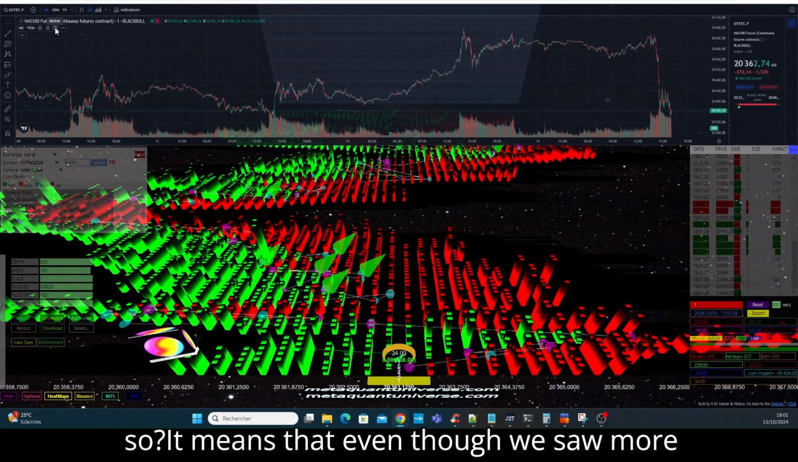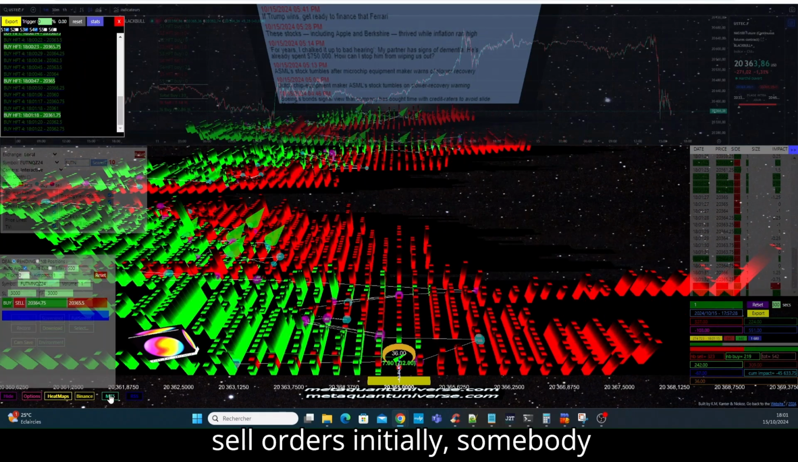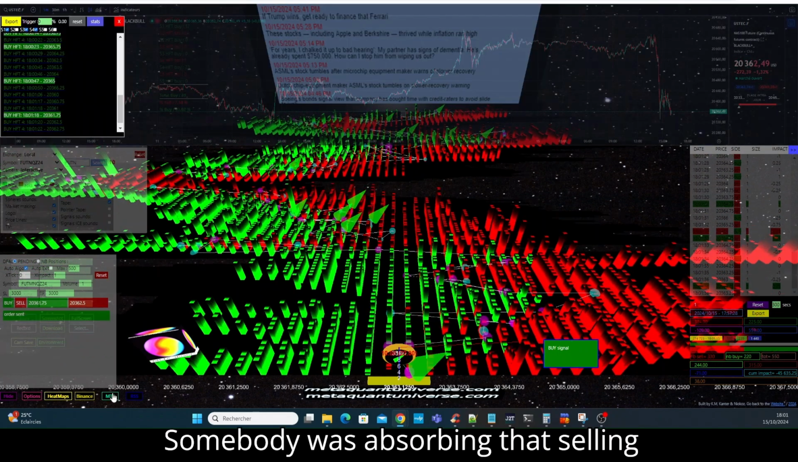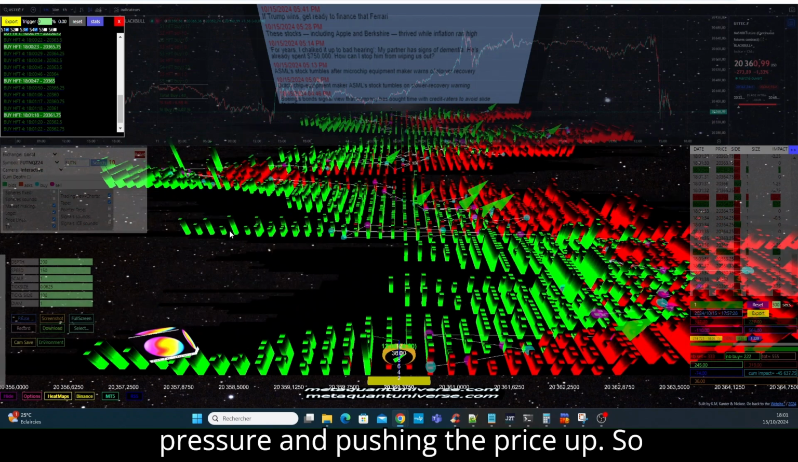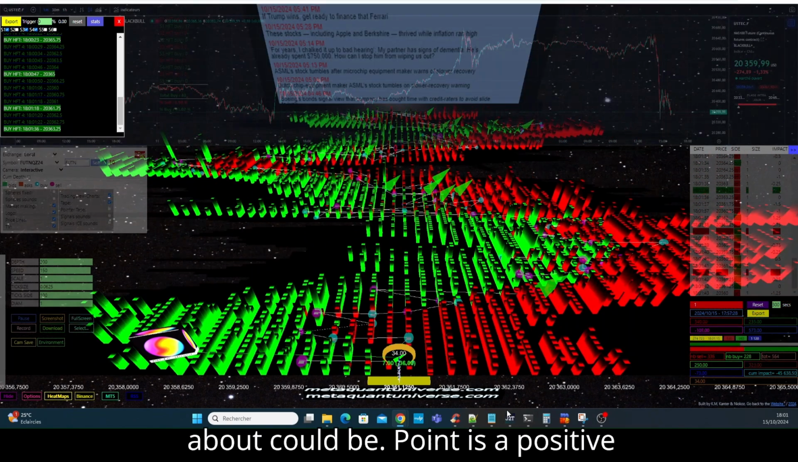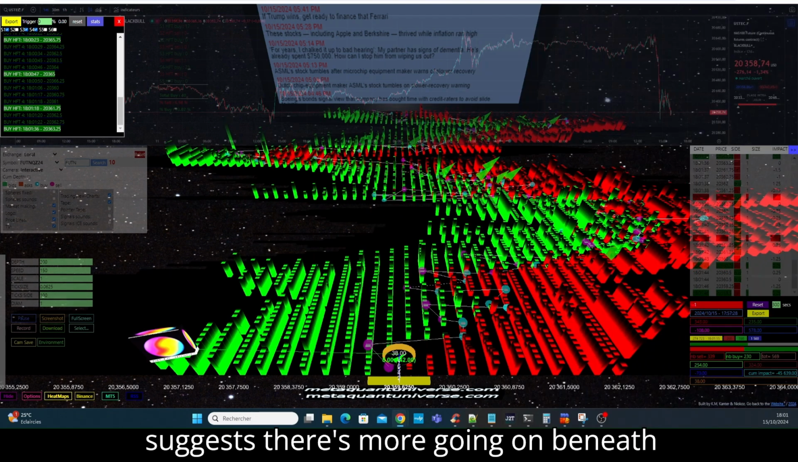Okay, how so? It means that even though we saw more sell orders initially, somebody was stepping in to buy. Interesting. Somebody was absorbing that selling pressure and pushing the price up. So maybe those market makers we were talking about? Could be. Point is, a positive market-making value like this suggests there's more going on beneath the surface.